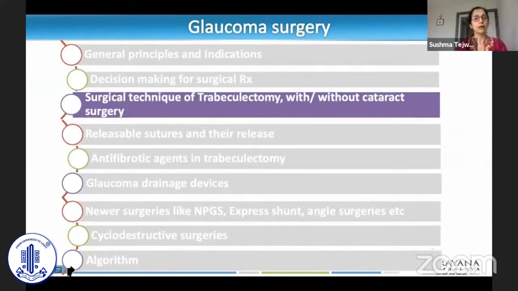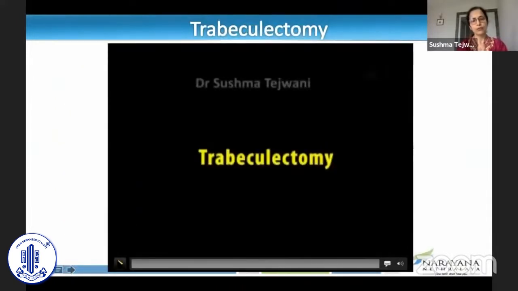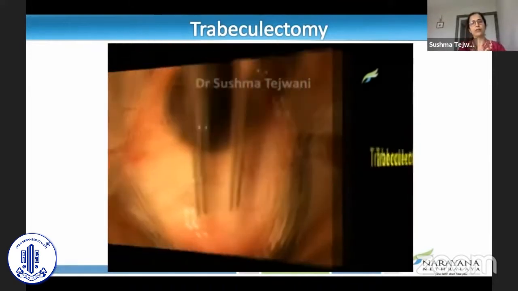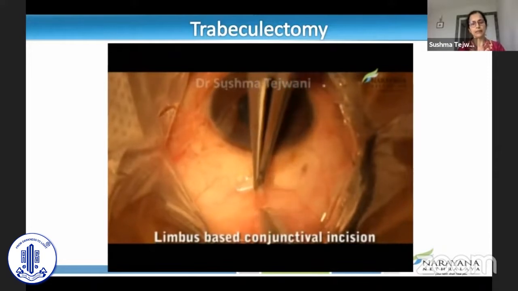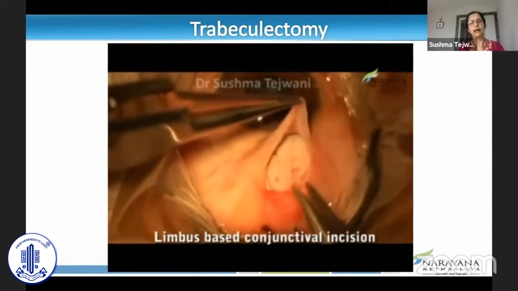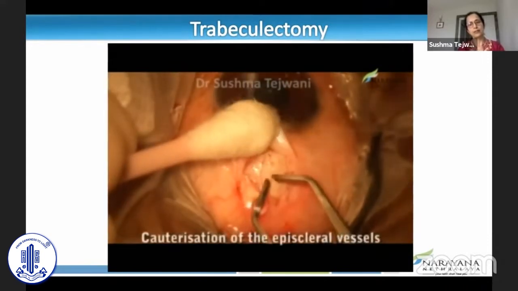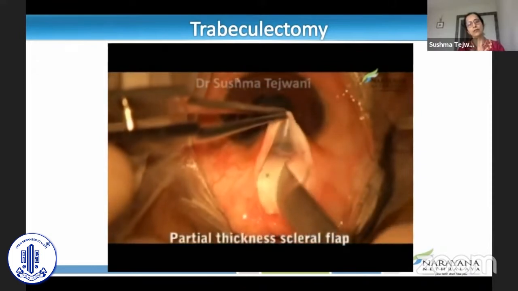Well, now I'll just briefly take you through the surgical technique. I'm sure all of you know trabeculectomy is the most popular, or most common, surgery that we do. And there are different techniques. You can have a limbal-based conjunctival incision, as I'm showing here, and do a proper blunt dissection so that there are no Tenon's adhesions there. And then the cautery is being done.